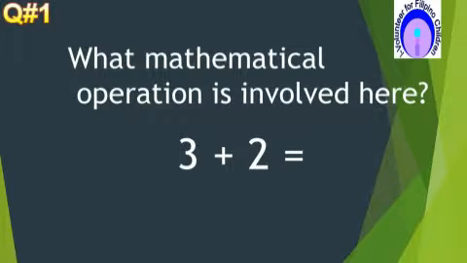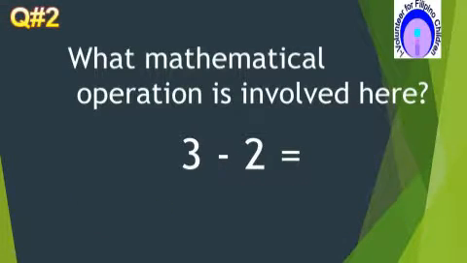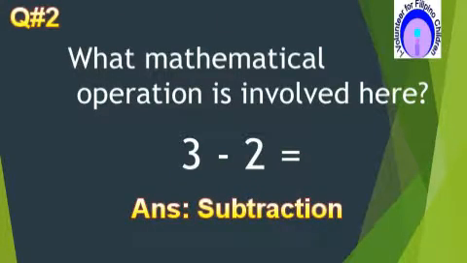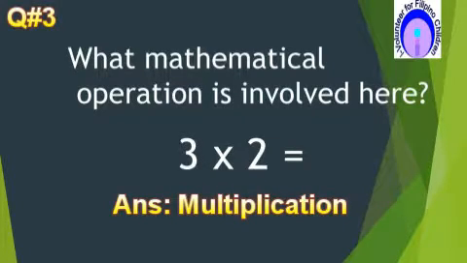Number 1. What mathematical operation is involved here? The answer is addition. Number 2. What mathematical operation is involved here? The answer is subtraction. Question number 3. What mathematical operation is involved here? The answer is multiplication.